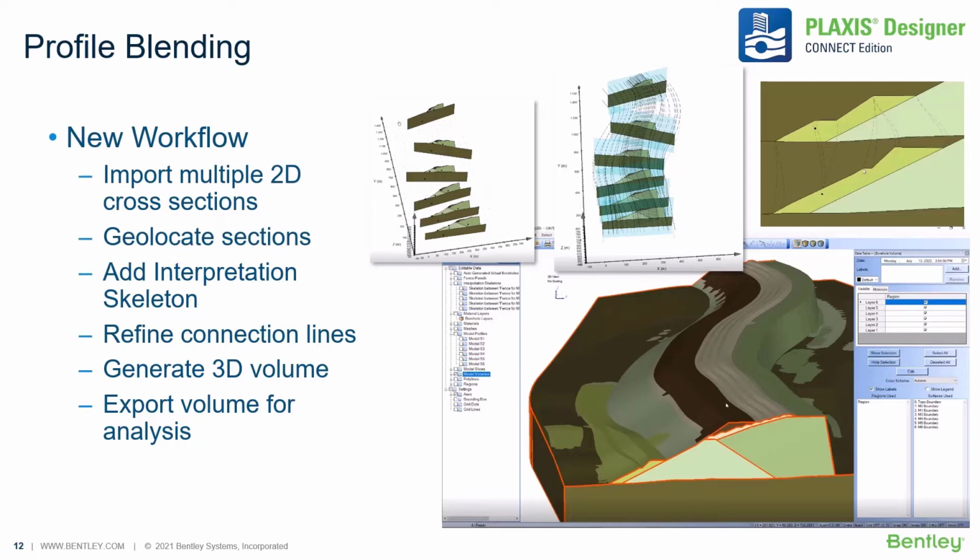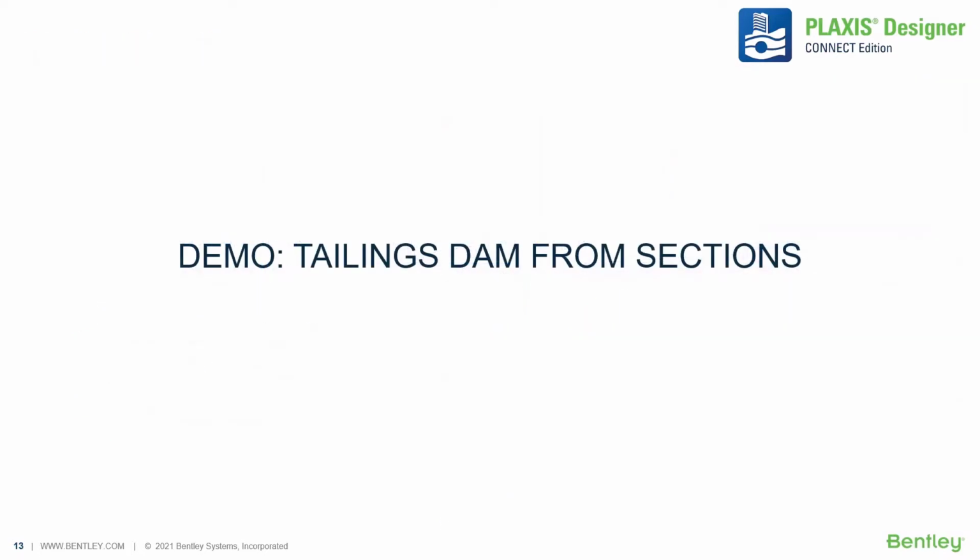2D cross-sections can also be aligned with existing topography. Then an interpolation skeleton is generated based on splines, and the user is allowed to refine connection lines between the profiles. After this point, a 3D volume can be generated and then exported for a corresponding seepage or slope stability analysis. So let's proceed to a demo to show more of the specifics of how this method can be utilized.